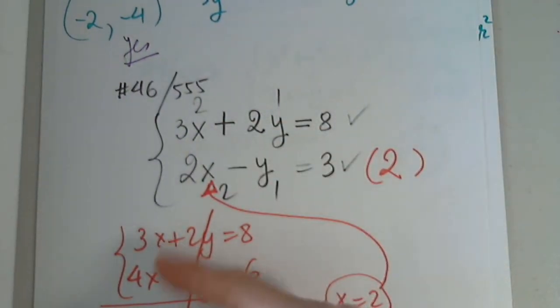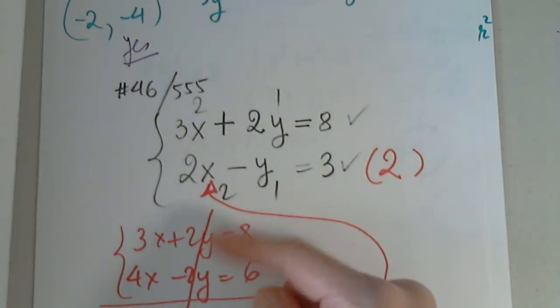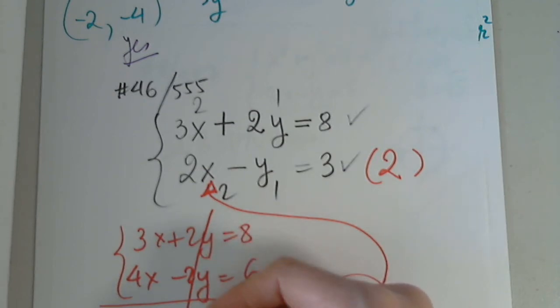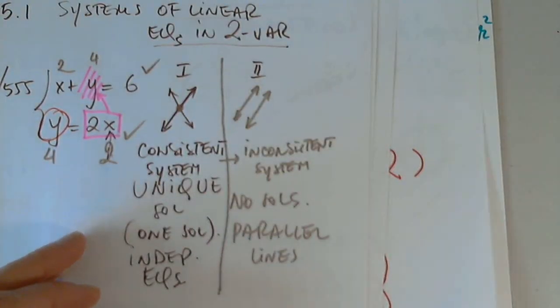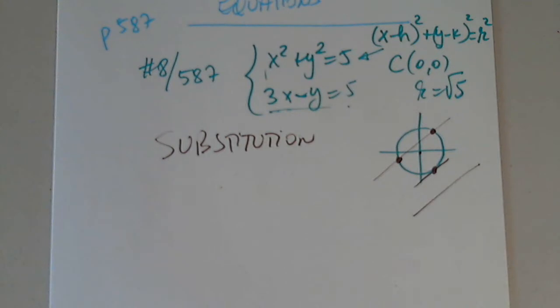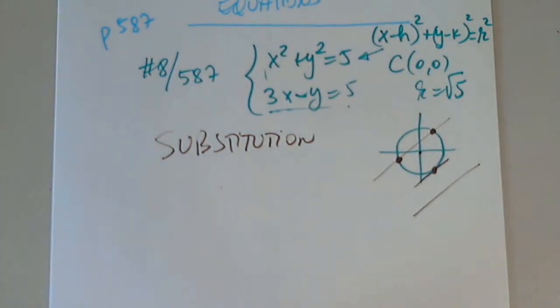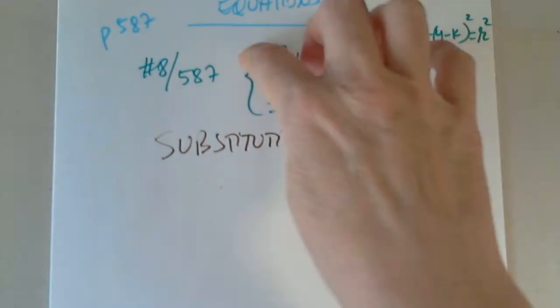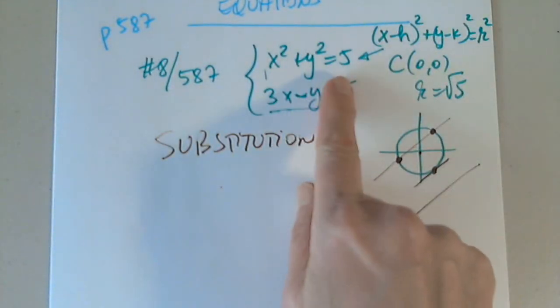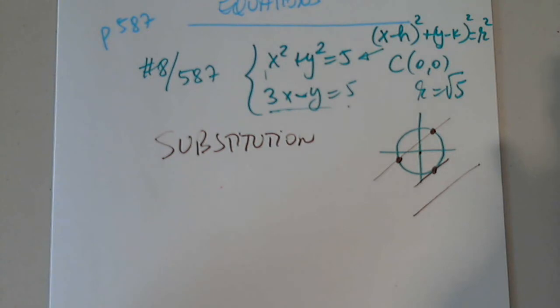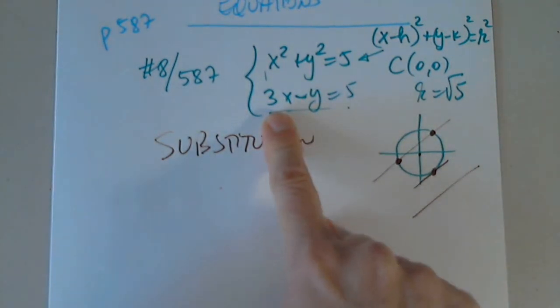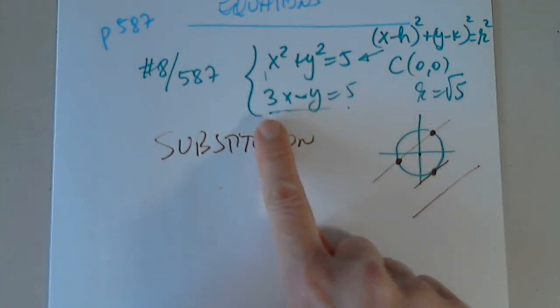I was able to add 3x to 4x. I was able to add negative 2y with 2y. But here, no matter what I do, no matter what I multiply by, I will not be able to add. They're not like terms. Of course, I will not touch this one, because if I want to solve for x or y, I will have a square root. No. Of course, I will not solve for x, because the coefficient of x is 3.